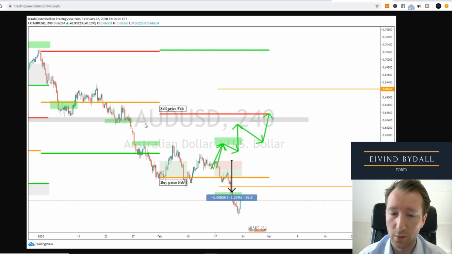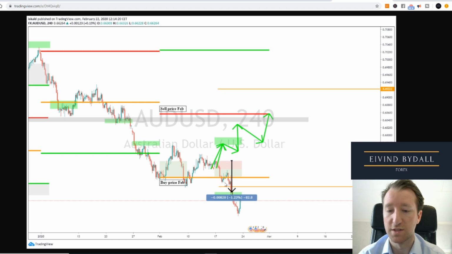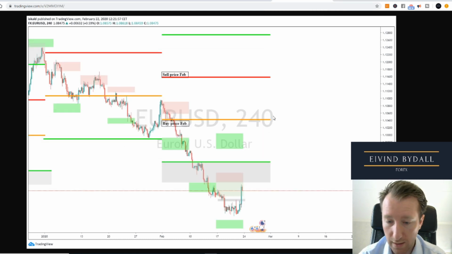So for Aussie USD, fair and square, we didn't get where we wanted. 82 pips for sellers. Congratulations to you. I wanted this to go higher. Didn't take this one. Fine. That was the result for me. Nothing here. EURUSD, we had an entry here somewhere.